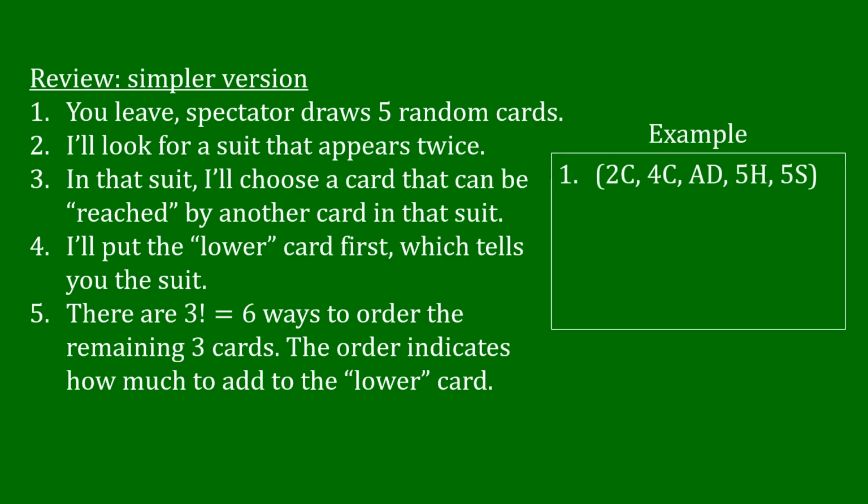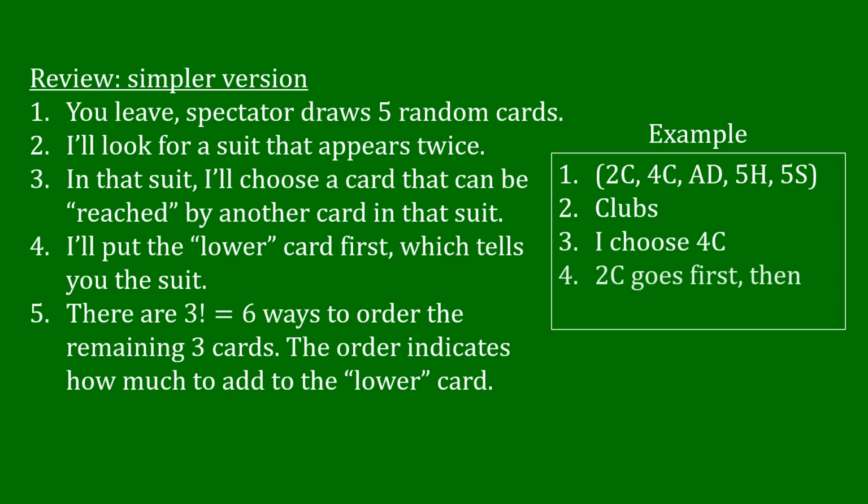Let's say the spectator draws the 2 of clubs, the 4 of clubs, the ace of diamonds, the 5 of hearts, and the 5 of spades. A suit that appears twice is the clubs. I'll choose the 4 of clubs and put the 2 of clubs first. The remaining cards are ordered as ace of diamonds, 5 of spades, and 5 of hearts. This permutation is 1, 3, 2, which corresponds to plus 2, so you should add 2 to the 2 of clubs and know that the chosen card is the 4 of clubs.